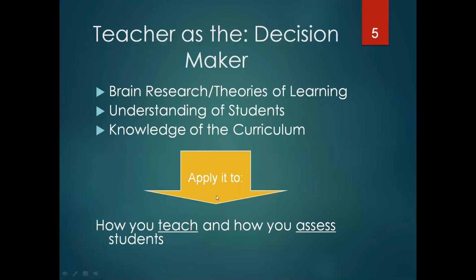So you are the decision maker in the classroom. You're going to take everything you learn and you're going to apply it to how you teach and assess students. So you're going to take brain research. We're going to talk about some theories of learning tonight. We're going to talk about how to understand our students and all the different ways they learn and all the different kinds of students we get in our classroom. Then you're going to take your knowledge of instruction and curriculum, which we'll talk about over the next 3 or 4 weeks, and then we'll talk about assessment. But you're going to apply all that knowledge into how you teach and how you assess your students and what you do with that information. You are the decision maker in the classroom.